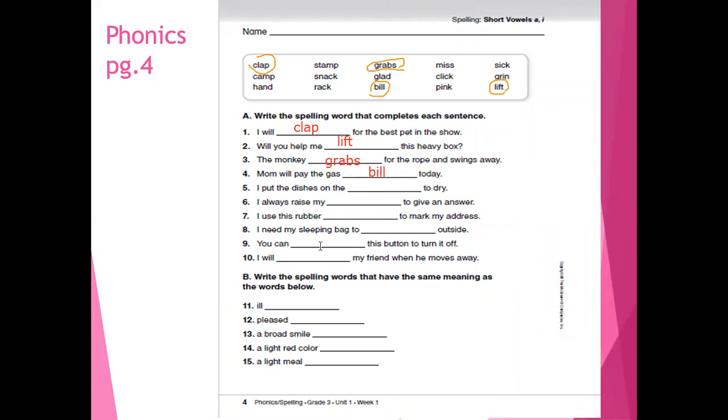I put the dishes on the rack to dry. Where can we put the dishes to dry? On the rack. Because the rack is a kind of holder for dishes or for clothes. I always raise my hand to give an answer. I should raise my hand to give an answer. I use this rubber stamp to mark my address. Let's see. Yes. Stamp, to mark my address.